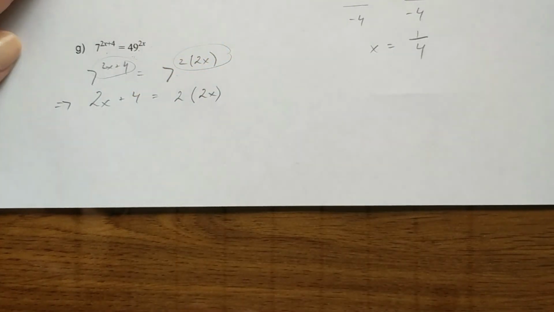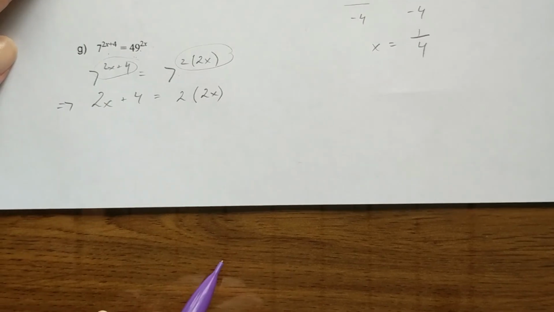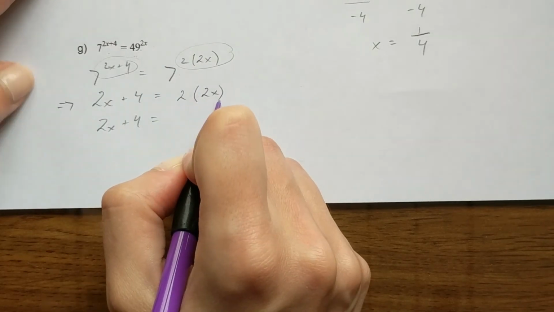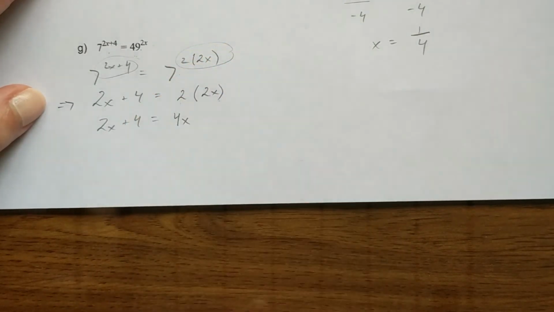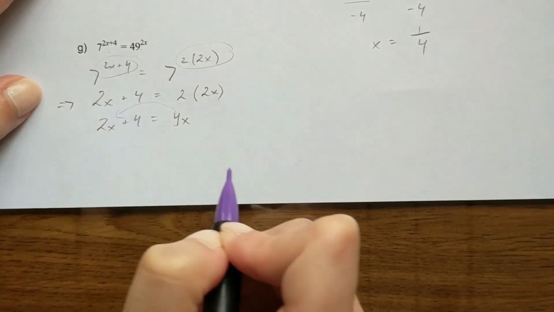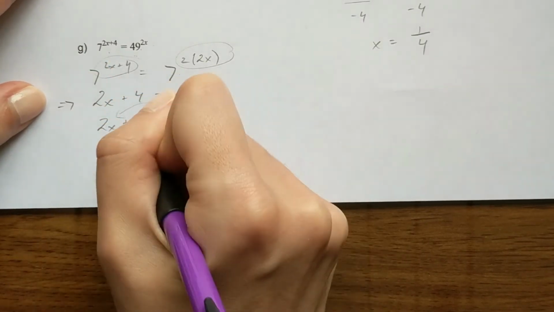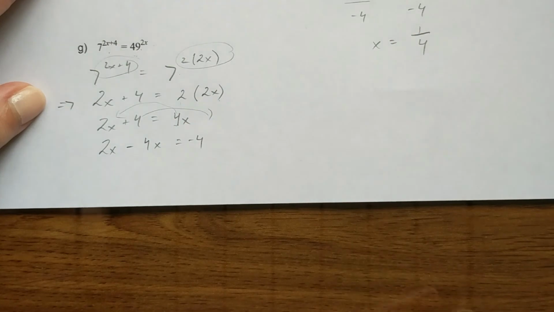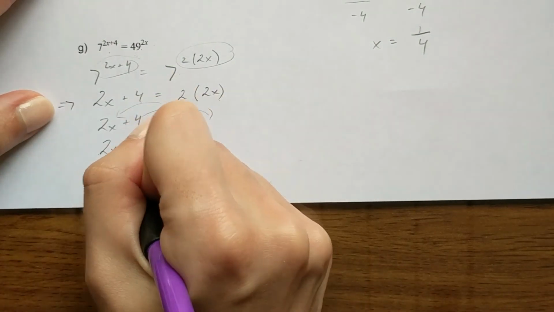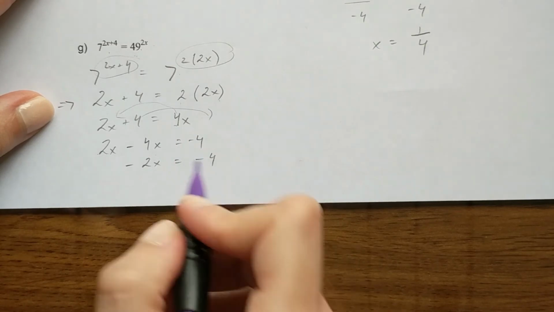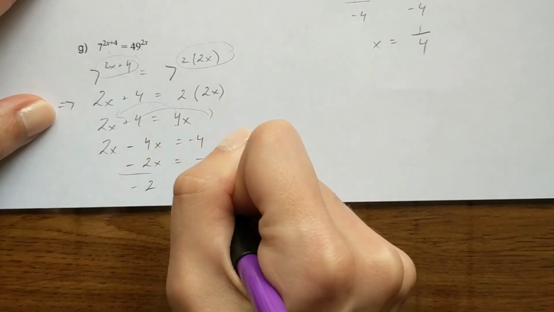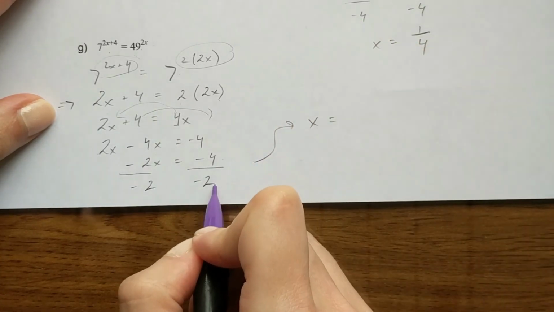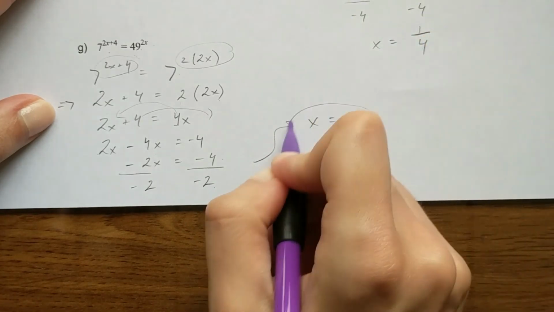times 2x. Now we're just going to use our opposite operations, rearrange and solve. First, I'm going to use BEDMAS to get rid of my brackets. 2 times 2x is 4x. Then I rearrange, I pull my 4x over to the left-hand side, and I'm going to put my 4 to the right-hand side. 2x minus 4x is negative 2x. And then I divide both sides by negative 2. Negative 4 divided by negative 2 is 2. And that is my final answer.